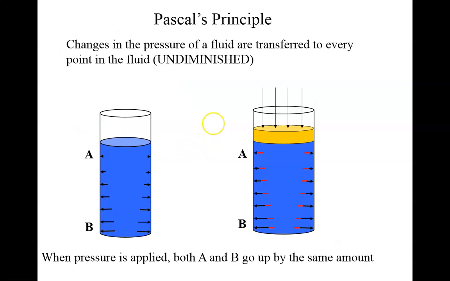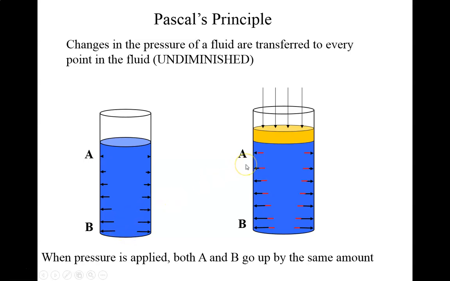This is Pascal's principle. Basically what it says is changes in the fluid pressure are transferred to every point in the fluid undiminished. And we're going to go through what undiminished means in a little bit. So right now there's pressure and it increases as I go down the tube because of the depth, right? As you go down in a fluid, the depth causes the pressure to increase.